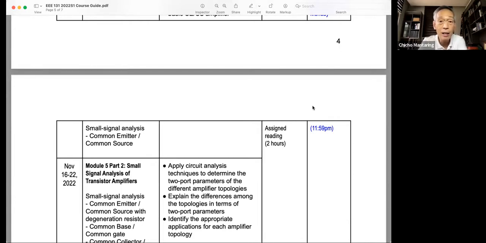So ang gagawin ko in both my synchronous virtual sessions, which we're having now, and in the face-to-face sessions, I'm just going to be giving supplemental lectures. These are lectures that will supplement the official material, no? Except when it's my module that's being discussed, then the official material and my lecture is probably going to be identical, no?